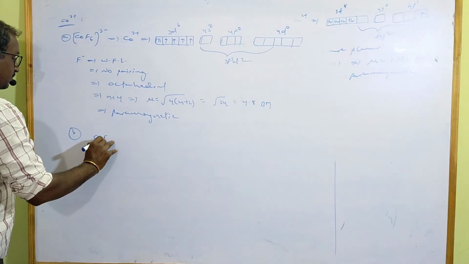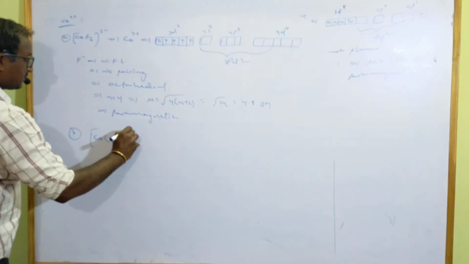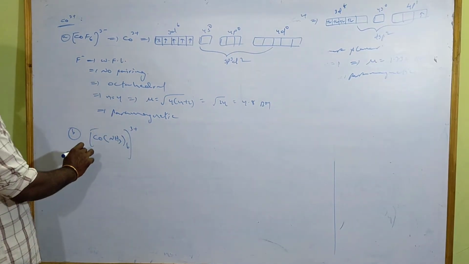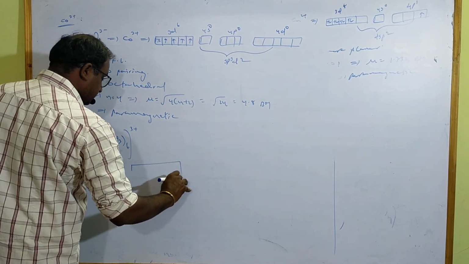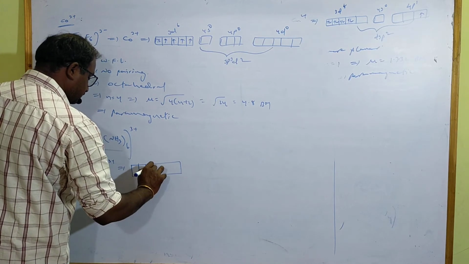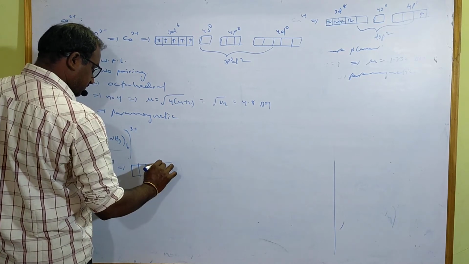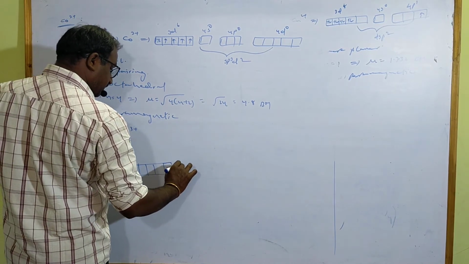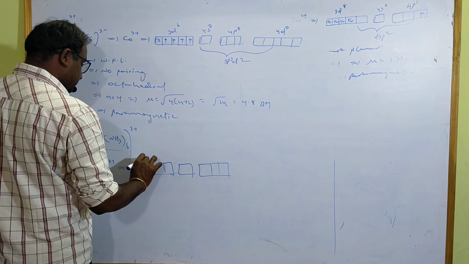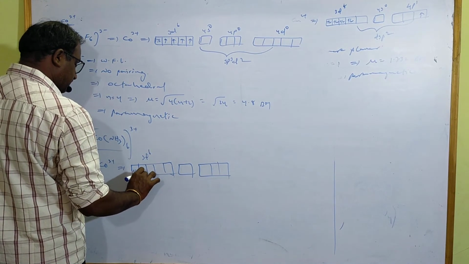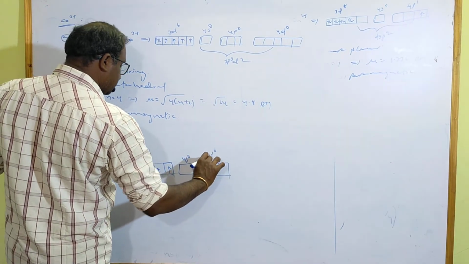Next, [Co(NH3)6]3+. I am taking this example. Same configuration I am writing, Co3+ oxidation state, 3d6, then 4s, then 4p. 3d6 means a pair and four unpaired electrons. 4s 0, no electrons, 4p 0, no electrons.